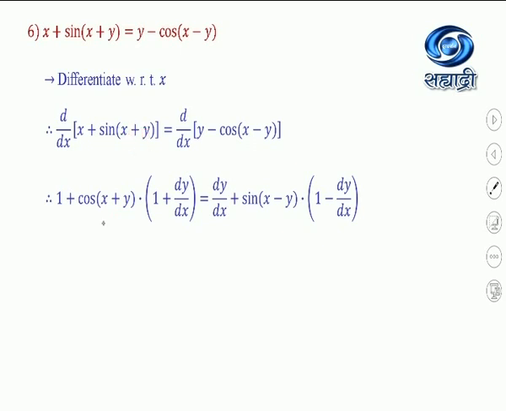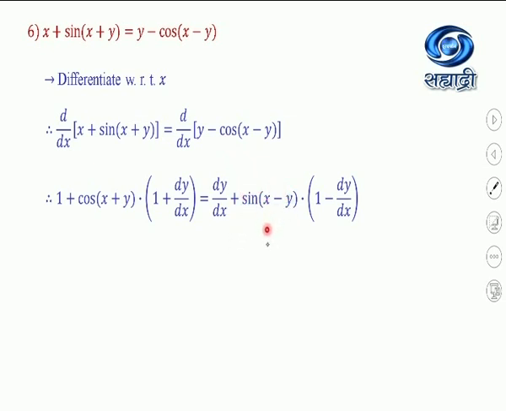Instead of x, we consider x plus y, so multiplying it by the derivative of x plus y. Derivative of x is 1, derivative of y is dy by dx. So I write directly this, and you can understand this thing. Now derivative of y is dy by dx. Derivative of cos is minus sine, so minus minus becomes plus sine of x minus y.